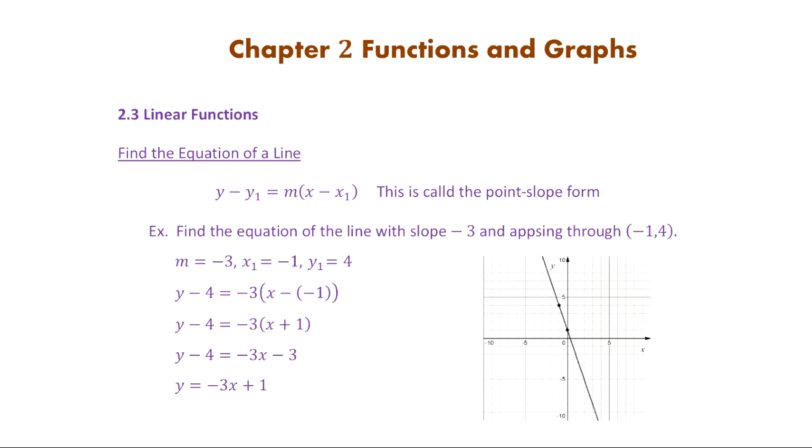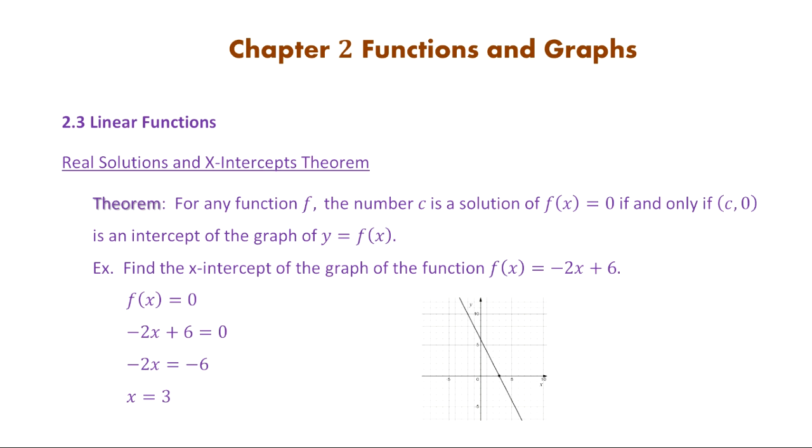Okay, the next example. We're going to talk about real solutions and x-intercepts theorem. Essentially, these are the same thing. It says for any function f, the number c is a solution of f(x) equal to 0 if and only if the point (c, 0) is an intercept of the graph y equals f(x). What does it mean? It means the x-intercept and the solution of the equation f(x) equals 0 are the same.